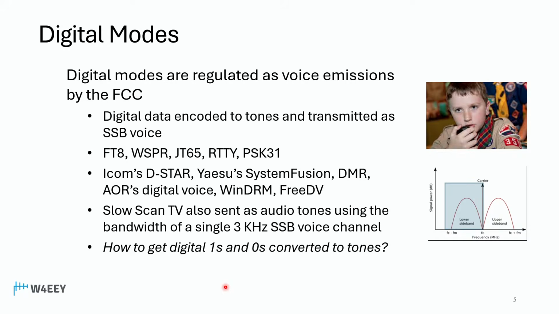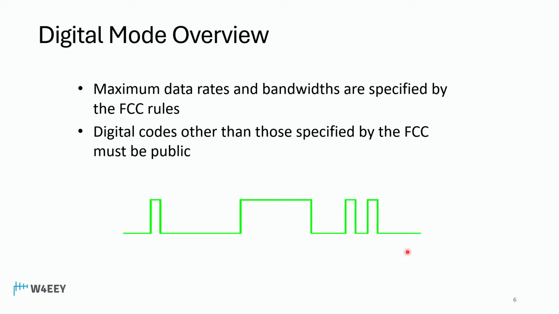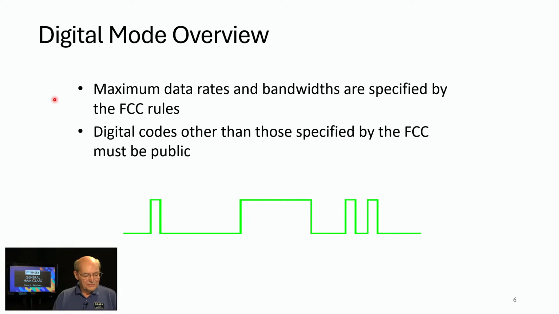So we're going to concern ourselves with how to get from the digital ones and zeros to tones that wind up getting transmitted on the air. Maximum data rates and bandwidths are specified by the FCC rules, because if you go too fast, you take up too much space, and they want to keep you within the space of a single sideband transmission. And digital codes have to be public, with the exception of control of model aircraft and satellite control. Other than that, all digital codes have to be public.